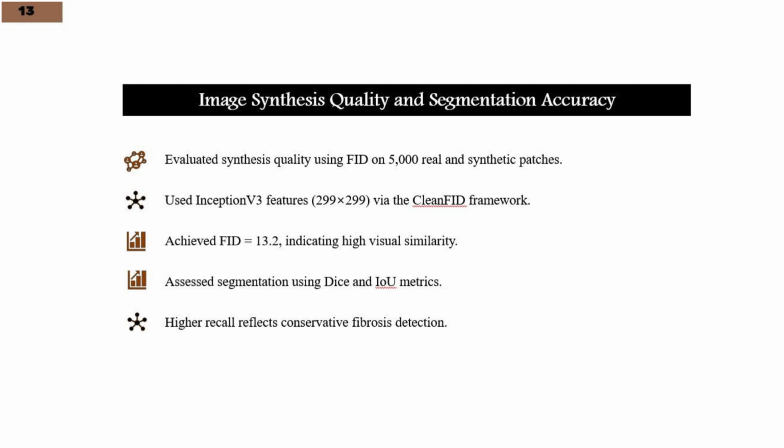Okay, here you can see the synthesis and segmentation performance. The synthesis quality was evaluated using the Frechet Inception Distance, achieving a score of 13.2, which indicates strong similarity between real and generated images. Segmentation performance was evaluated using the Dice and Intersection over Union metrics, achieving a Dice score of 91%, which demonstrates accurate fibrosis localization.